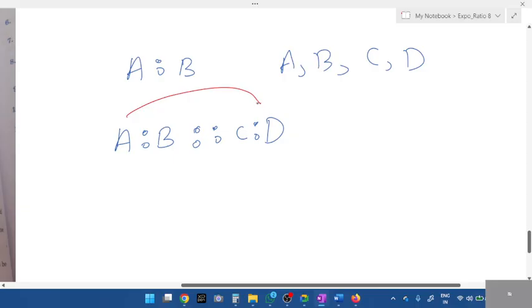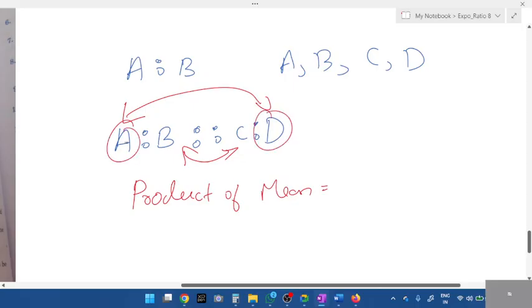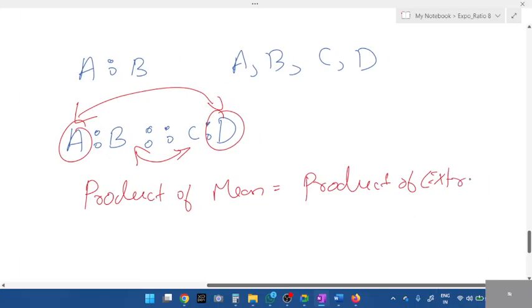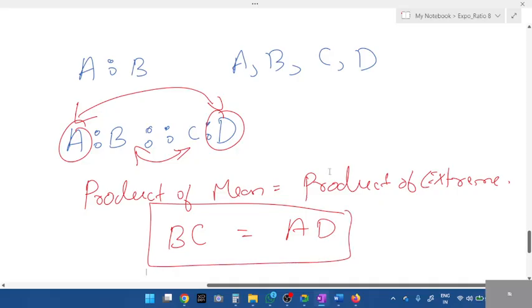The formula we use is product of extremes, I'll write, equals product of means. First take these two, the smaller ones, product of means. Whichever lies close here. The two outside values, students, we call them extremes. So what do you mean by product of means? Multiply B into C. Product of extremes is A into D. This is the formula. Fine.